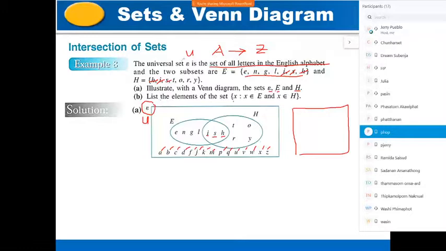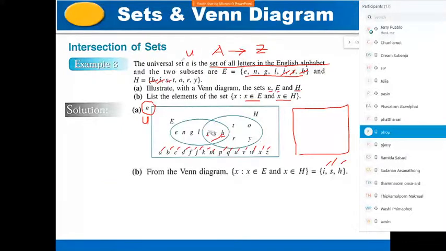List the elements of the set where x belongs to E and x belongs to H. Where the element x belongs to both E and H. Means to say, what is this? These are common with E and common with H. Where do you find them? This one is the common part, right? Or in the middle. Therefore, the answer for letter B is what? I, S, H. You understand? Because these are the elements that belong to E and belong to H. Both share them together. That's why you have I, S, H.